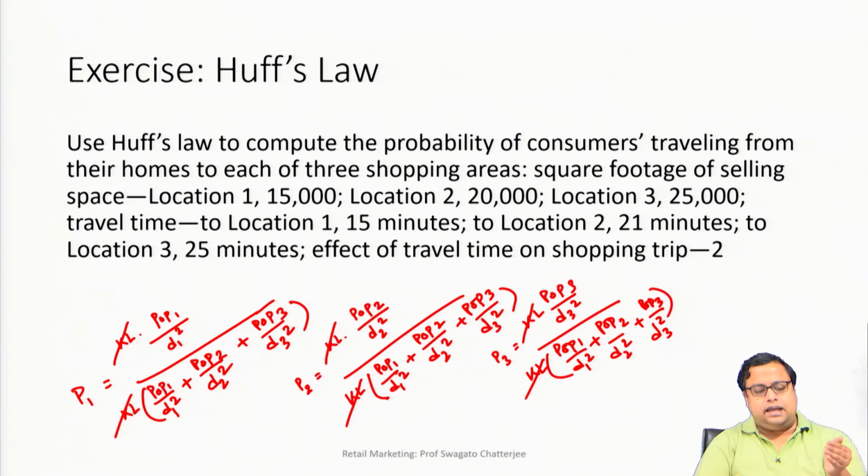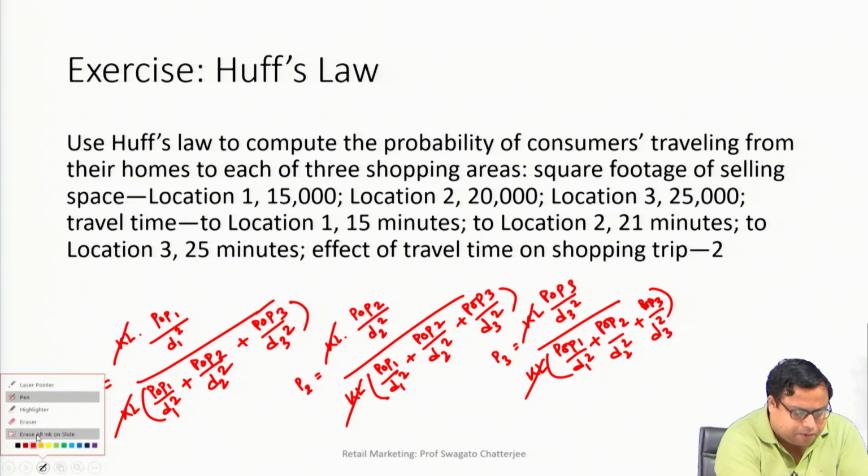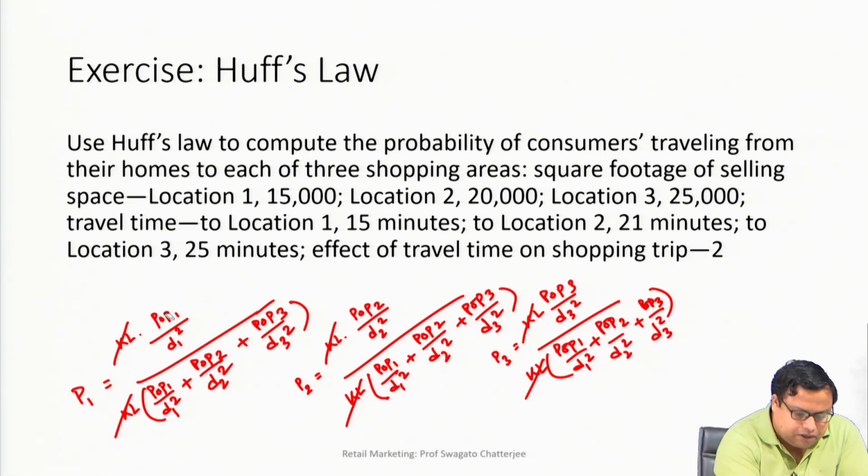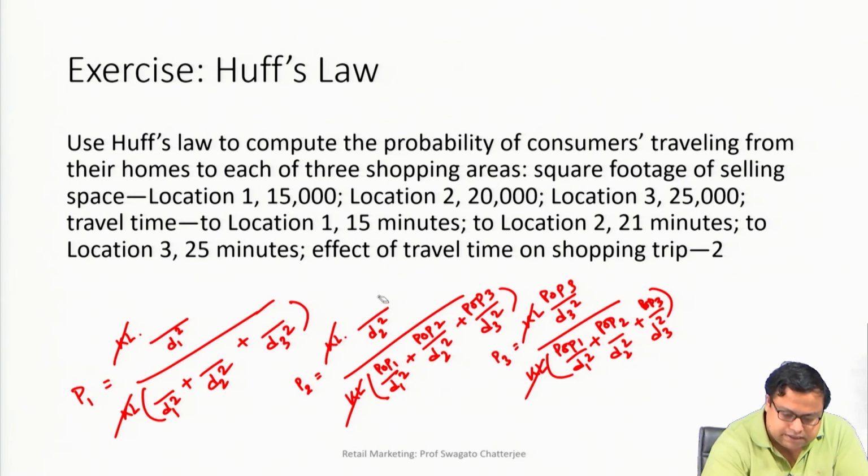Now, let us say this is the problem that has been given to me. Use Huff's law to compute the probability of consumers travelling from their homes to each of these shopping areas, given the travel time and the square footage of selling space. Okay, so here they have taken assortment not proportional to population, but proportional to the shopping space available. Very well. If that is the case, then I will remove that. So, instead of population, in this problem it has taken the space available. So, I will just remove all the population terms here.